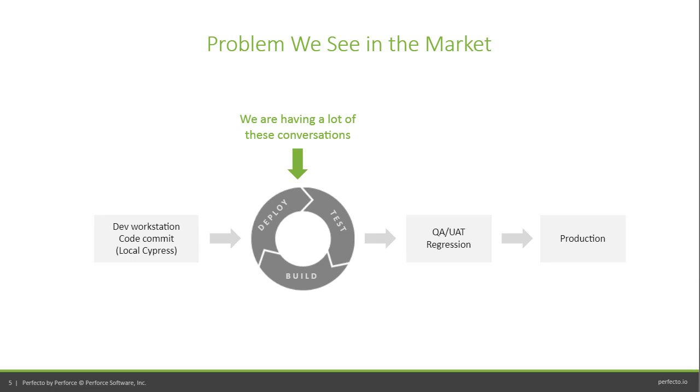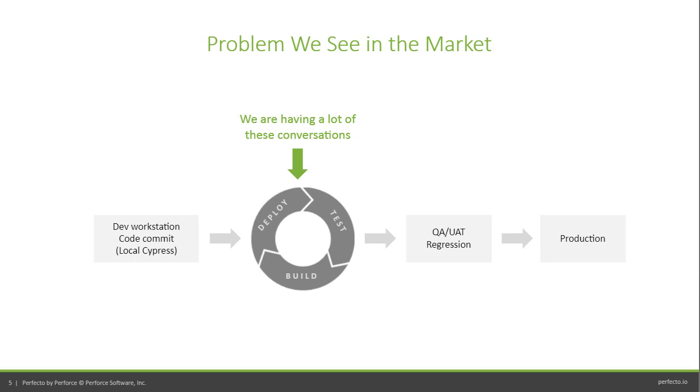The problem that we see in the market is that a lot of folks using Cypress are looking for a solution to scale this out, so that as part of the pipeline and cycle, they can have a faster feedback loop. The challenge is that there aren't many options at the moment which allow you to easily scale it out and at the same time get faster feedback back to your development team. So at Perfecto, we looked at this. This is the common theme and feedback that we're getting from our customers, and they're asking us, what can Perfecto do to help solve this problem?